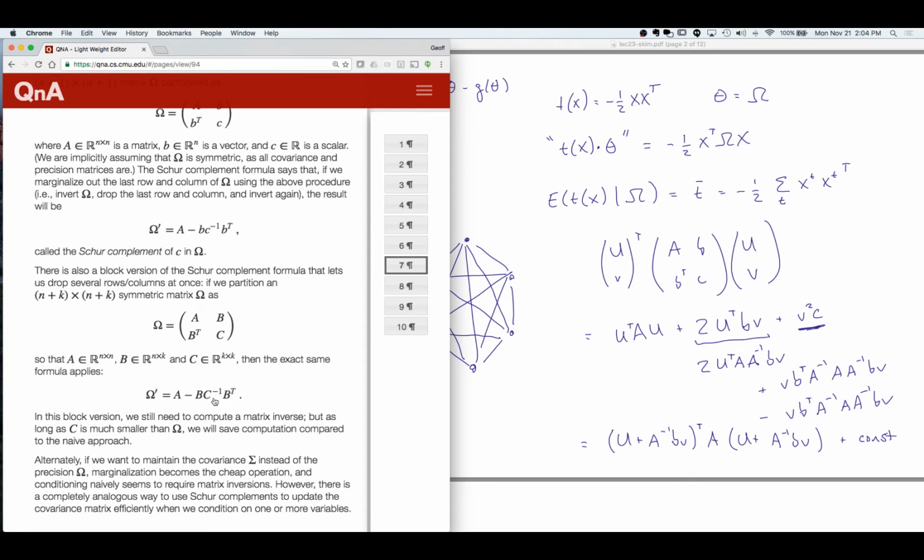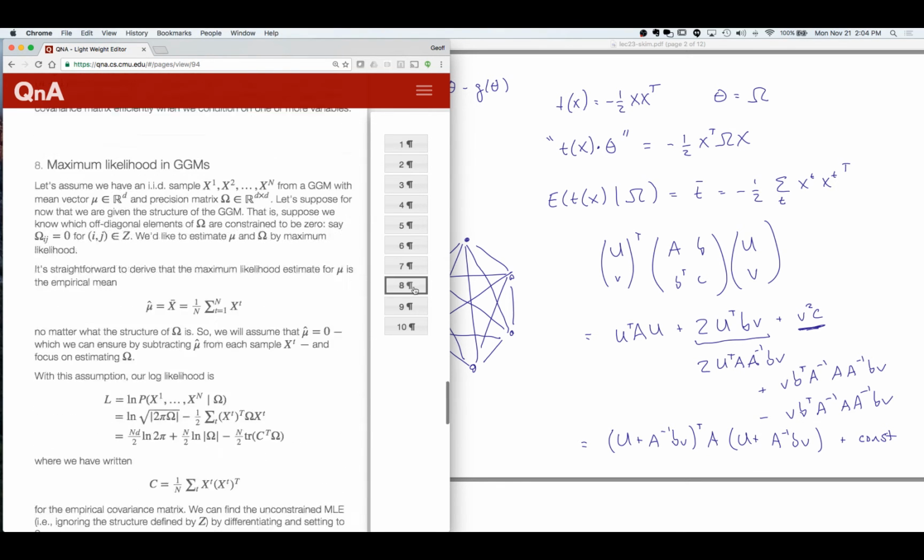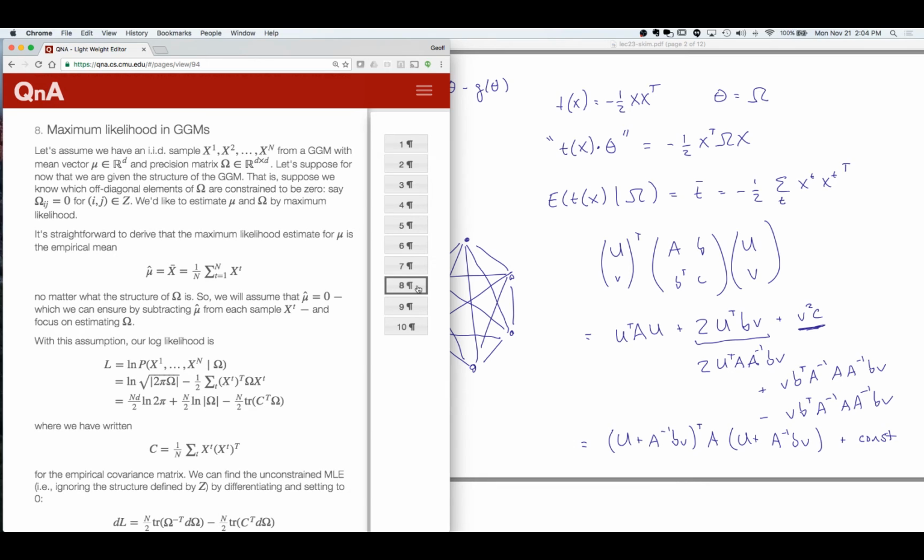Right? So we want to be able to do all of these operations, fitting the graphical model and marginalizing and conditioning. We want to be able to do them efficiently in order to be able to make predictions. We just talked about how to do marginalizing and conditioning efficiently. Let's start talking now about how to fit a graphical model to a bunch of parameters.